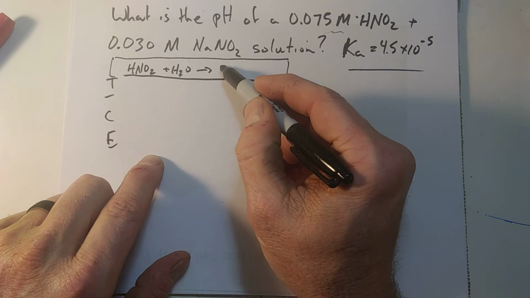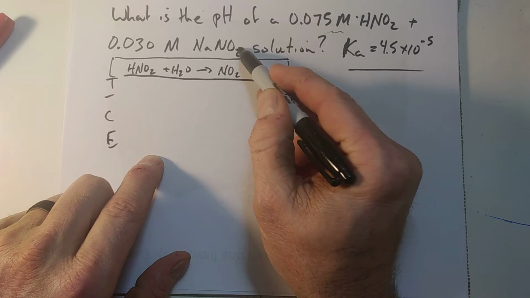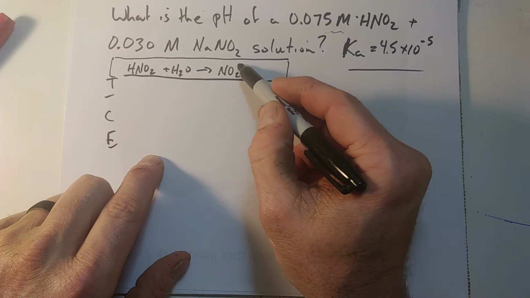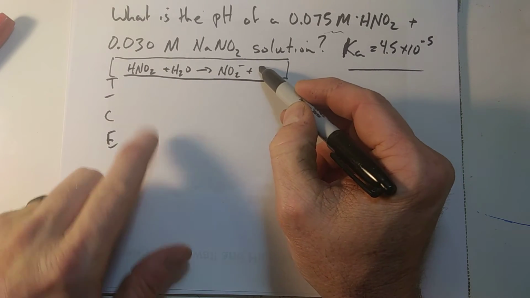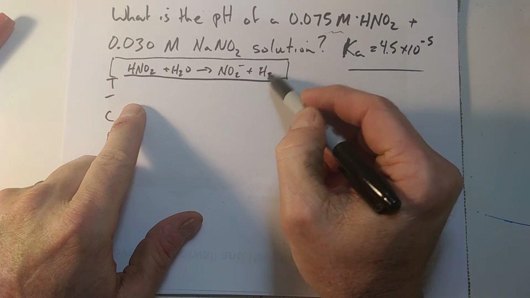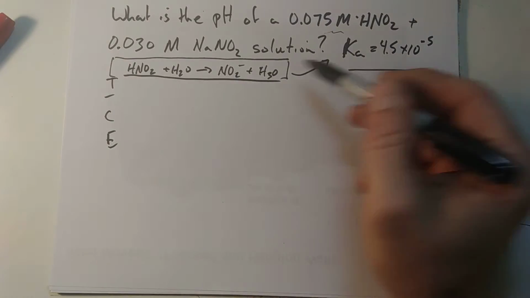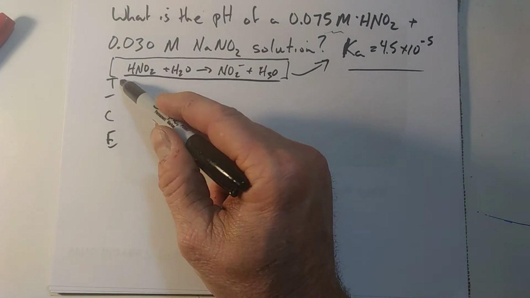And we have the conjugate. Now I'm not going to show the sodium. I'm just going to have the conjugate base of the weak acid. And we know then that this acid proton would combine with water to make hydronium ion. And this is what the Ka is for this reaction. So we need to show that reaction in our ICE table.